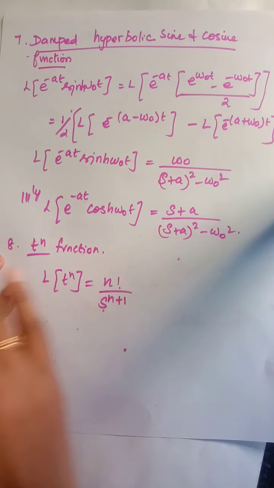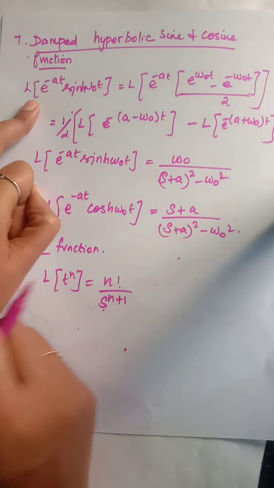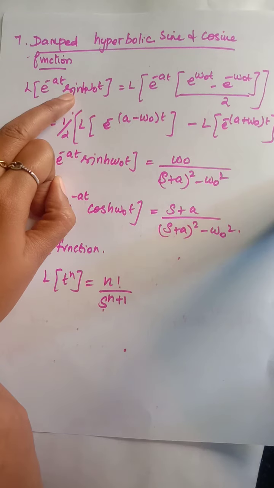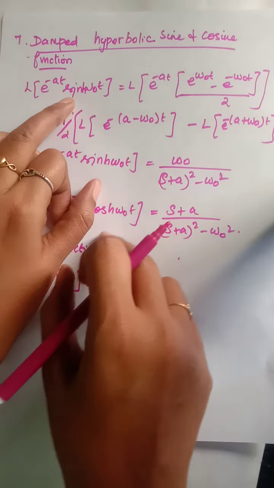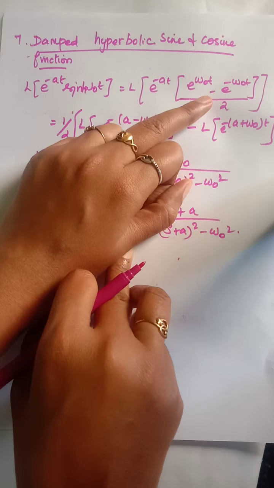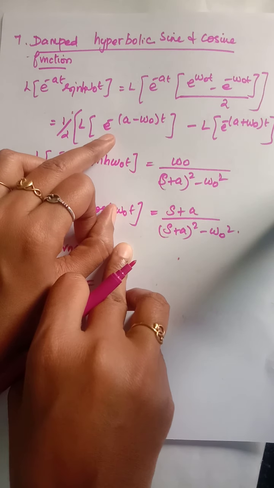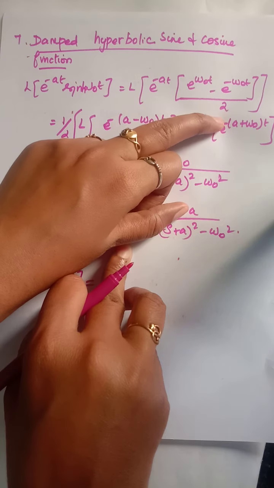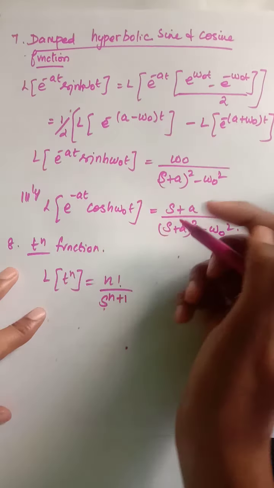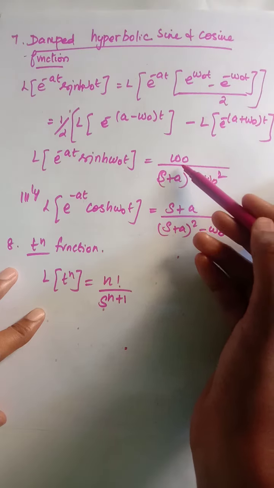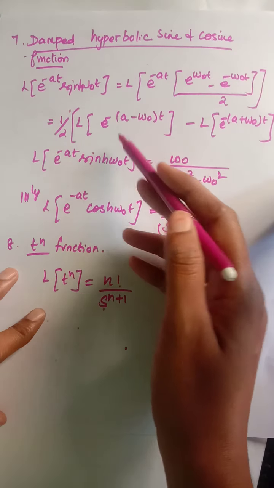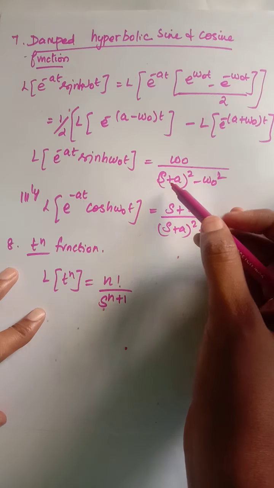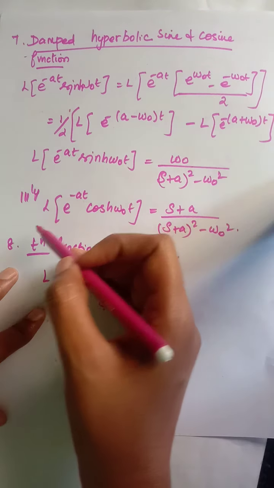The next function is the damped hyperbolic sine and cosine function. Here we are going to multiply the exponential with a hyperbolic function, that is sinh omega naught t. When you expand this, you will get these terms. Combining them, you get the Laplace transform of e power minus (a minus omega naught) t minus the Laplace transform of e power minus (a plus omega naught) t. Simplifying this, you will get omega naught divided by (s plus a) the whole square minus omega naught square.